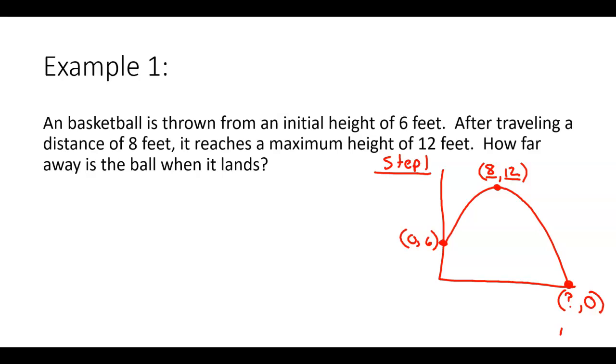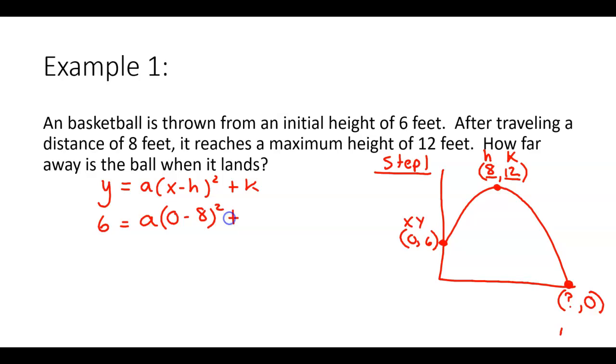All right, so what's this guy called? 8. What letter? And these guys? And I'm not going to label this because that's what I want to find, so we'll leave that alone. All right, so I'm going to put my y here. That would be 6. I'm going to put my x here. That would be 0. My h and my k. Now we're going to solve for a there.